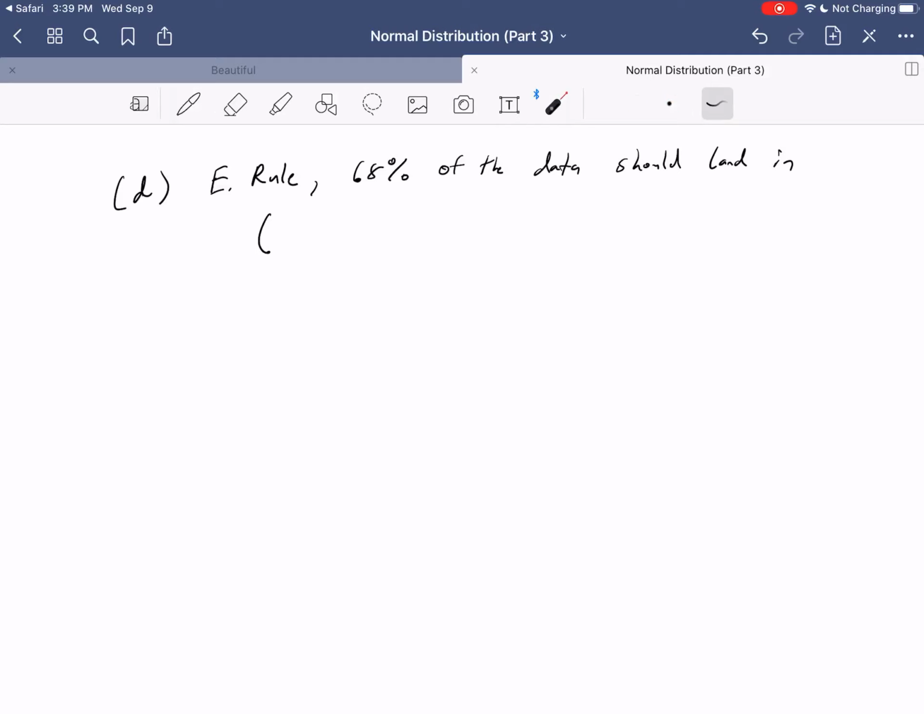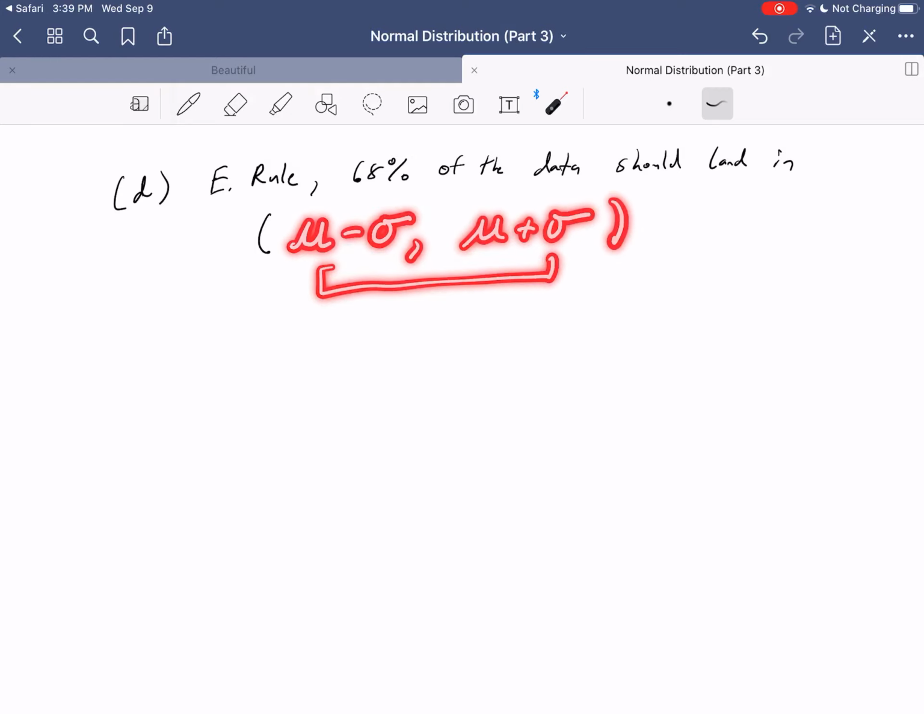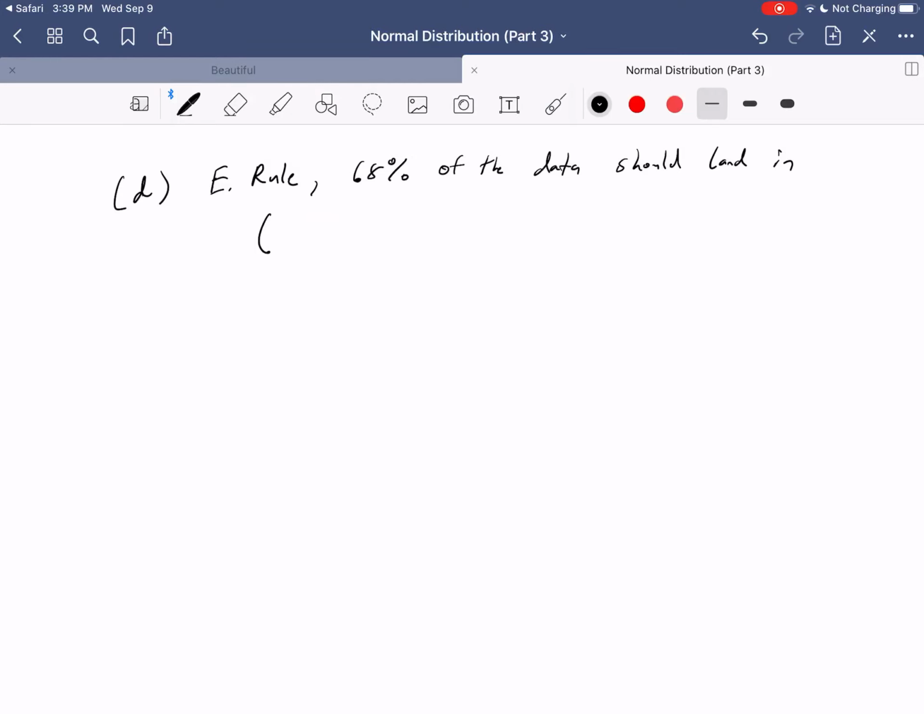Now, in the past, we always wrote that as mu minus sigma, mu plus sigma, because we were dealing with populations. That doesn't quite make sense here because we have a sample. So instead we would say the mean minus the standard deviation, x bar minus s, up to x bar plus s. So 68% of the data should land in here.